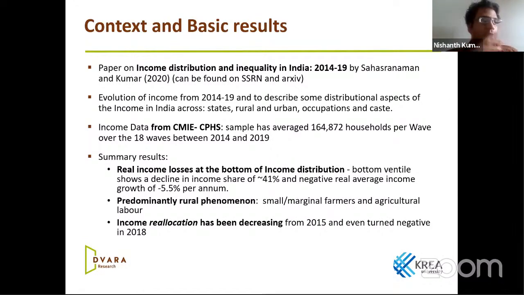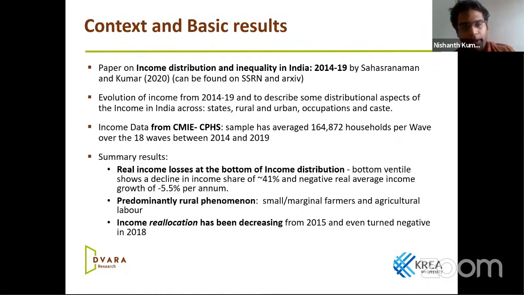of the income distribution. This is predominantly a rural phenomenon, coming from small and marginal farmers or the informal labor sectors that constitute a lot of this bottom ventile that we are focused on, understanding not just the ventile, but the bottom half of the distribution. I'm just showing you the results for the ventile because they give you a sense of where the distribution is at.